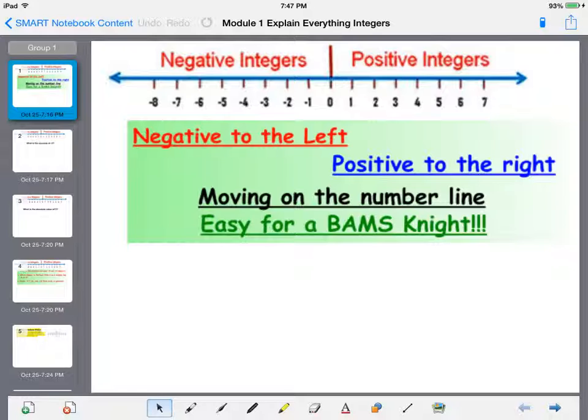We also learned a little chant to remind us which numbers are going to the left and which numbers are going right on the number line. Do you remember this? Negative to the left, positive to the right, moving on the number line. Easy for a BAMS night.